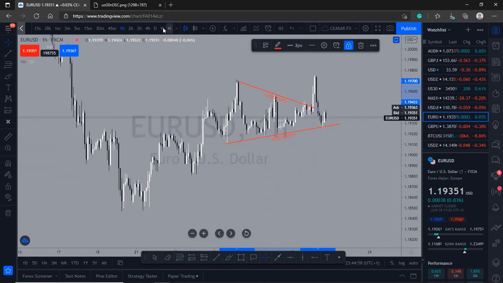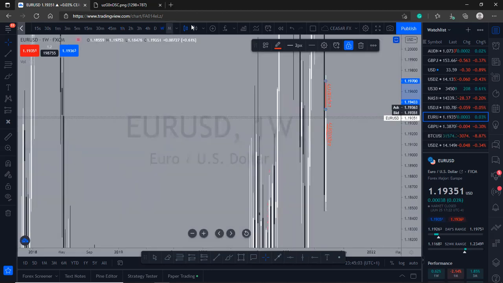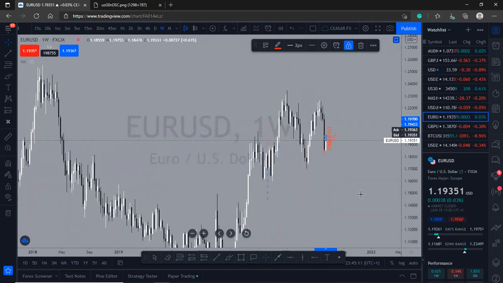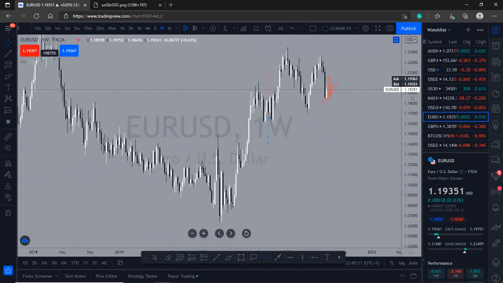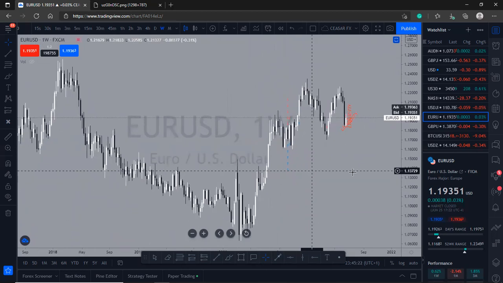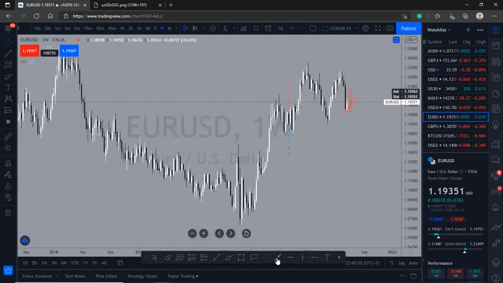Let's go back. Let's go there on the weekly time frame and see if we are trading to the upside or downside. Very important: you must start your analysis on the weekly time frame or monthly time frame. But most of the time, I don't spend much time on the monthly time frame. All right, so we see that now EUR/USD is trading to the upside.